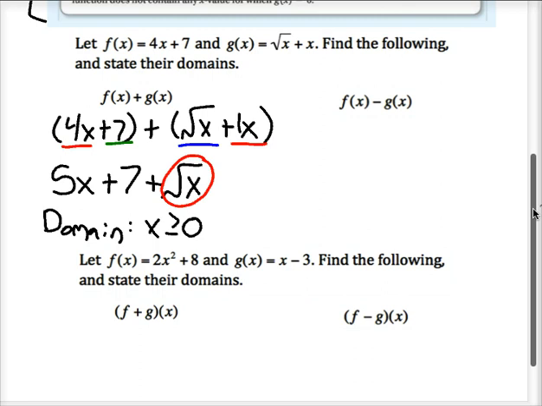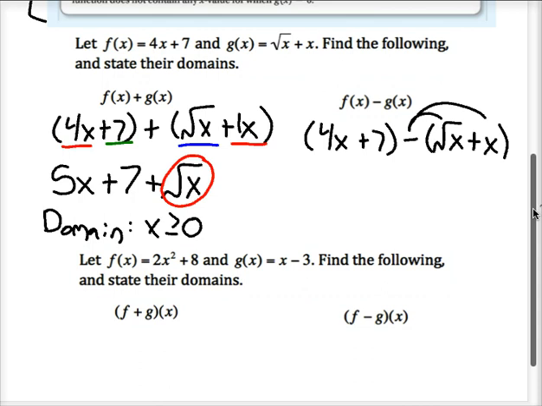All right, looking at our next one. So now we're going to subtract our two functions. We're going to have f of x minus g of x. Now, again, be very careful here. I remember when we were doing this back in chapter 1, I taught you a little technique. I want you to distribute that negative in to make it more obvious. So that's going to be a minus square root of x and a minus x.